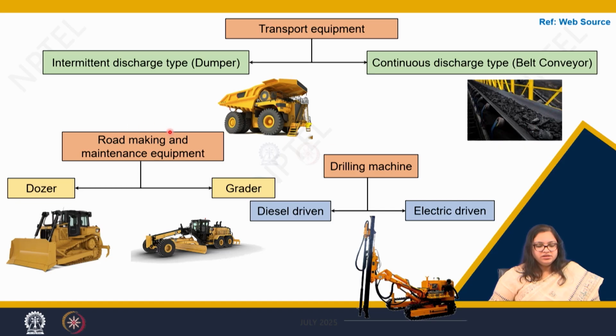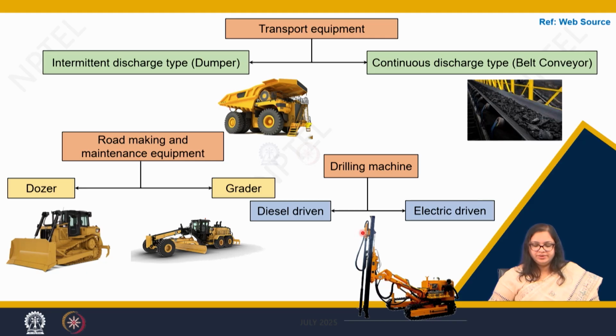Now there are again classes of road making and maintenance equipment, where we again have two kinds. One is a dozer and one is the grader. The dozer helps in dozing any heavy material that comes in the way while we do the mining operation, and the grader helps in making the path for all the heavy machineries to pass from one point to the other.